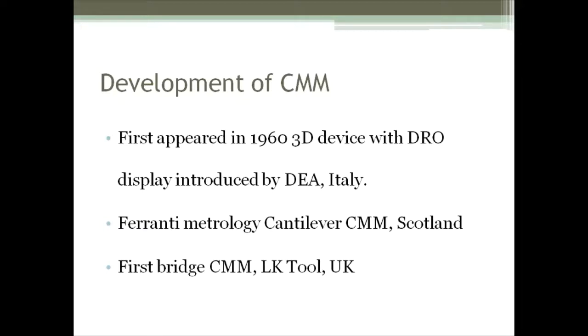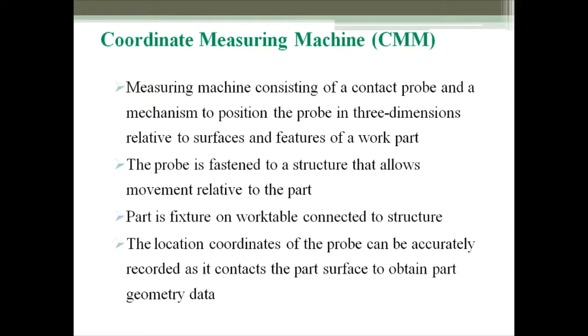Apart from these, the cantilever, bridge CMM, gantry CMM, horizontal arm CMM, and others have all become common configurations for CMMs. So this is what we have about the CMM. Now let us see further information regarding our CMM. It consists of a contact probe and a mechanism to position the probe in three dimensions relative to the surface and features of a work part.